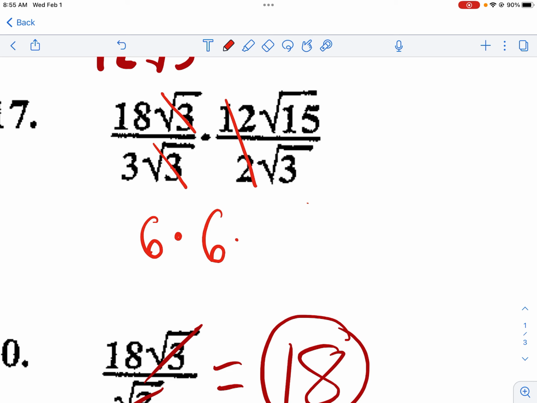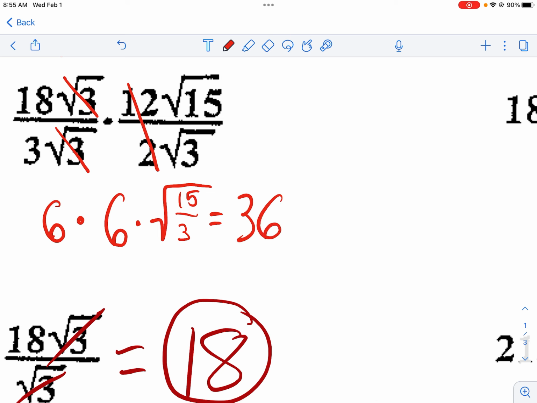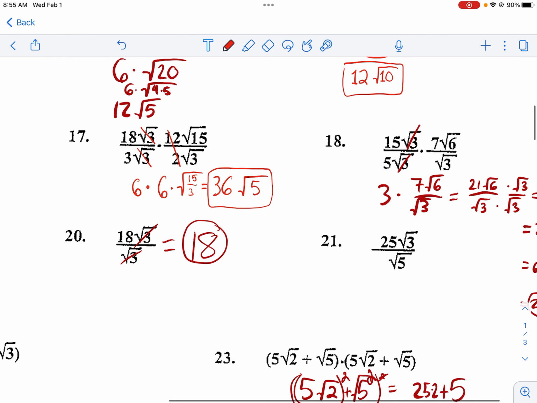And multiply that by my property that tells me 15 over 3 inside a larger square root is a valid way of rewriting that. And then I'll rewrite that as 36, multiplying my 6 and my 6 times the square root of 5, and I'm done. We did 18 together in class.